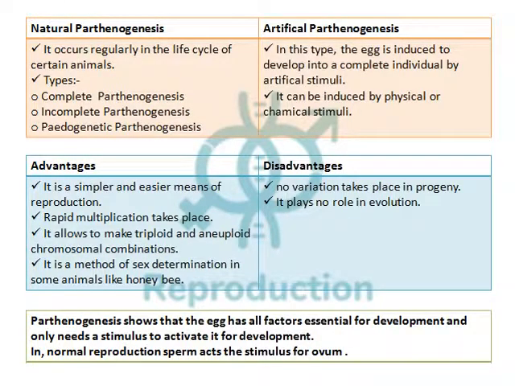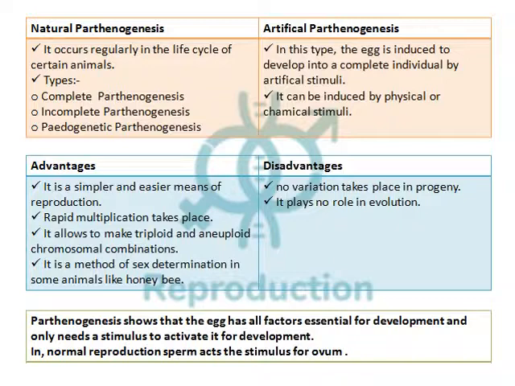Parthenogenesis can be of 2 types. Number 1 is natural parthenogenesis and the other one is artificial parthenogenesis. In natural parthenogenesis, it is a part of reproduction in various organisms, while in artificial parthenogenesis, we ourselves artificially induce parthenogenesis in organisms. Natural parthenogenesis can be of 3 types: complete, incomplete, and pediogenetic. Now we come to the advantages and disadvantages of parthenogenesis.